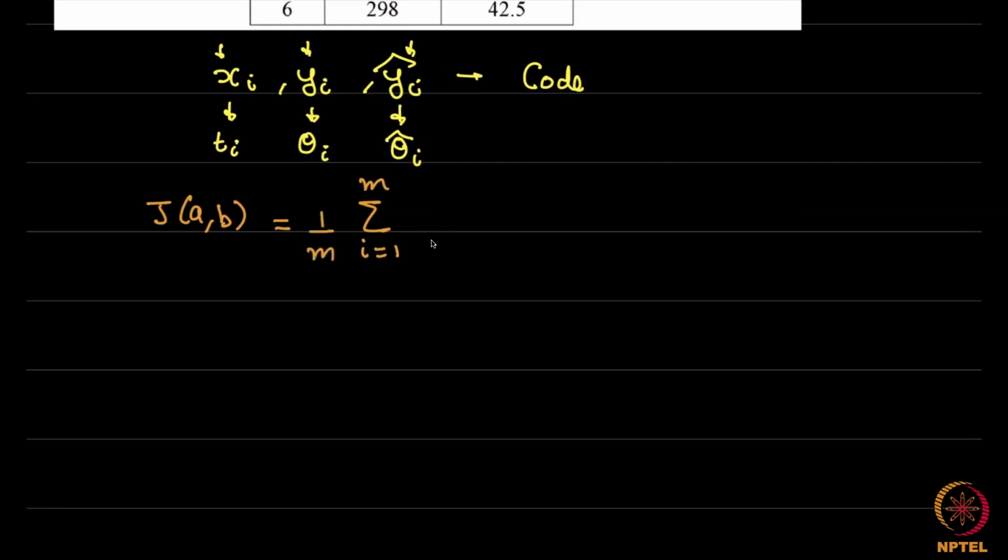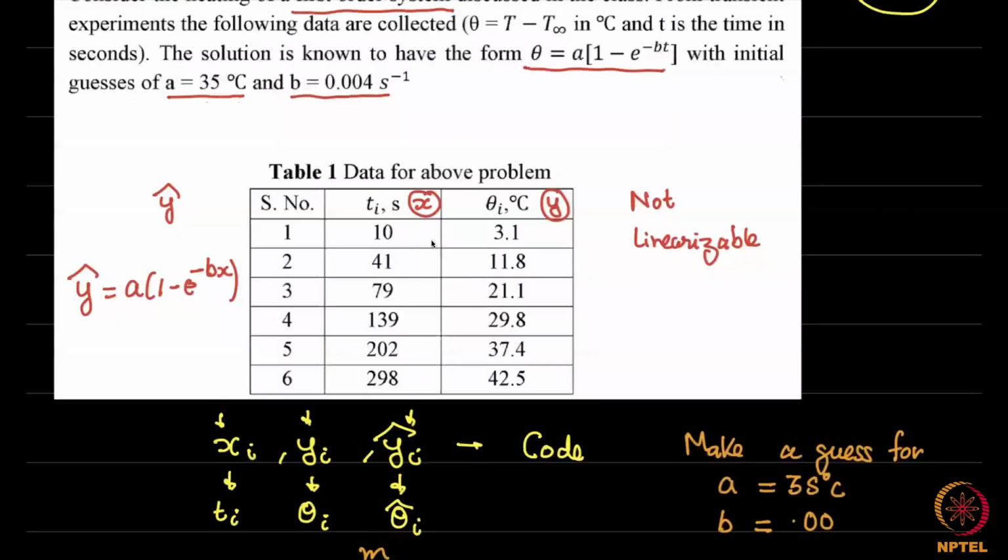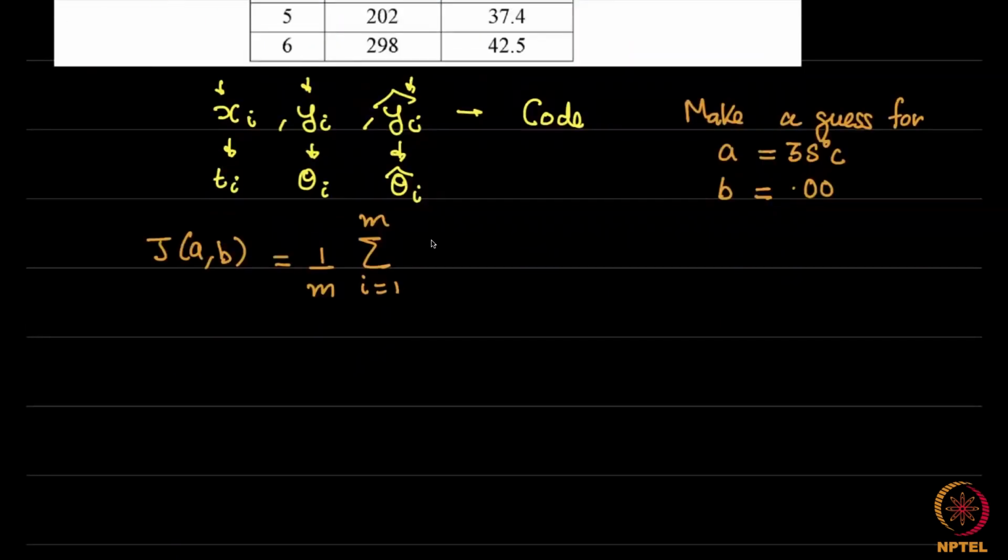We make a guess for a and b as is given in the problem. So we said a is 35 degrees. This is the initial guess. And b is 0.004, if I remember right, 0.004 per unit second. How did we get these values?